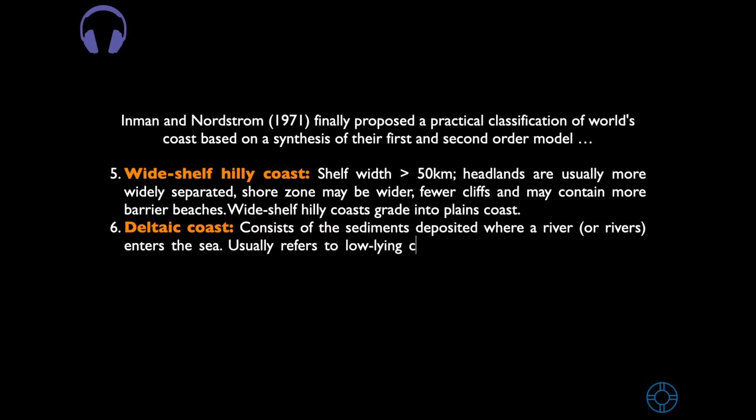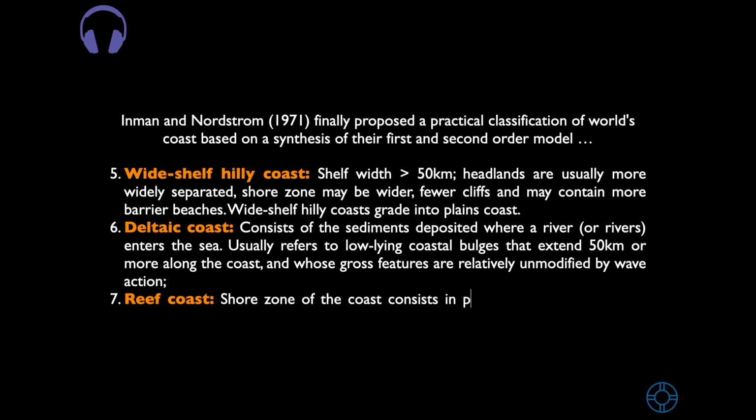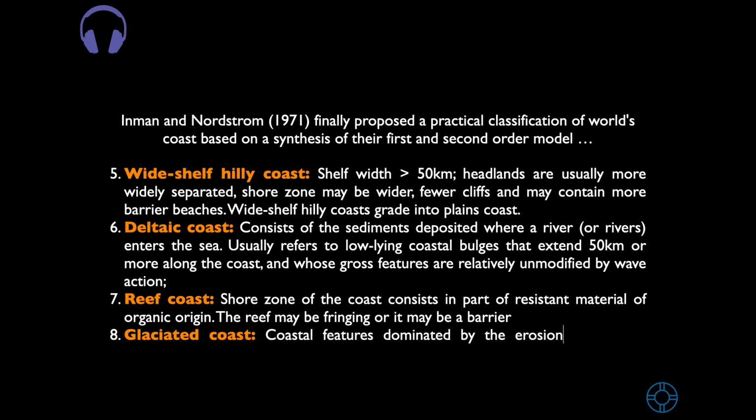The number 6 are deltaic coasts. Consists of the sediments deposited where a river or rivers enters the sea. Usually refers to low-lying coastal bulges that extend 50 kilometers or more along the coast and whose gross features are relatively unmodified by wave action.